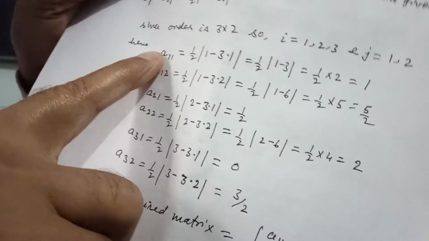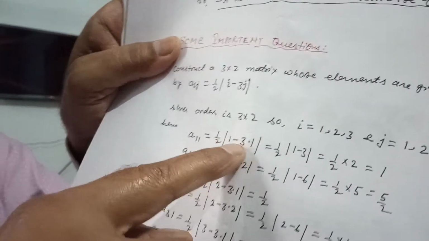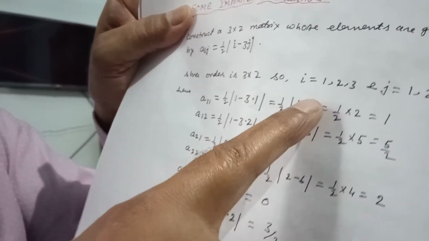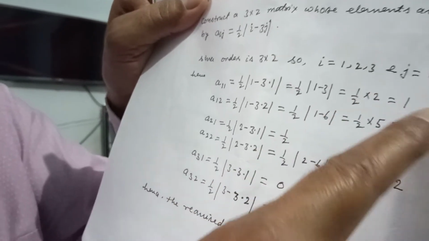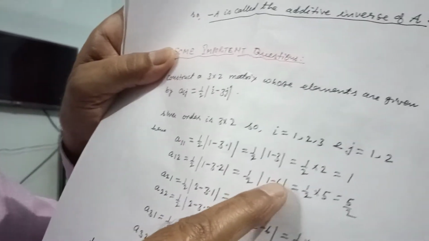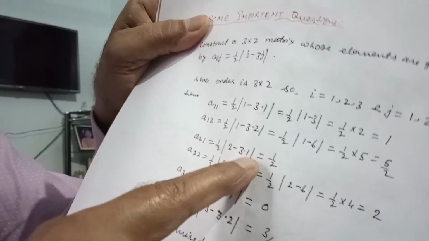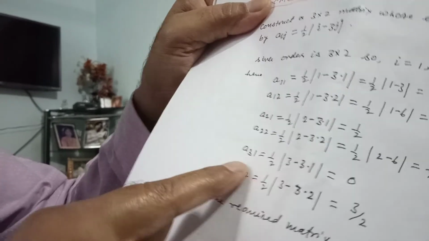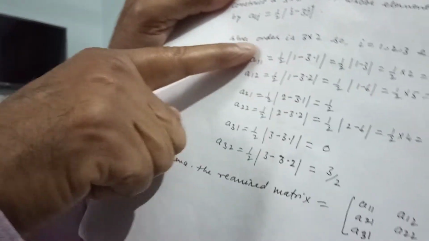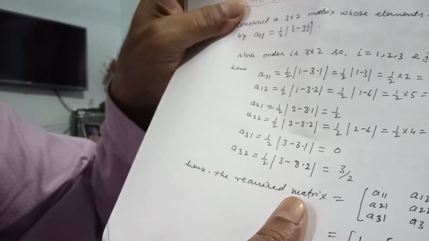The first element will be A11. A11 means 1 by 2 of mod of 1 minus 3, putting I as 1 and j as 1, 1 by 2 of 2, that is 1. Similarly A12 is 1 by 2 of mod of 1 minus 3 into 2, that is 1 by 2 of mod of 1 minus 6, that is 5 by 2. Similarly for A21, I will be taken as 2 and j as 1, and find out A21. Similarly A22, A31, A32, and when we get these elements A11 to A32, then we form our unknown matrix.